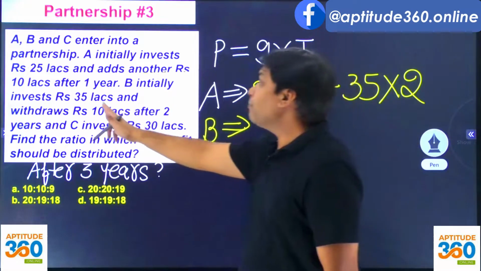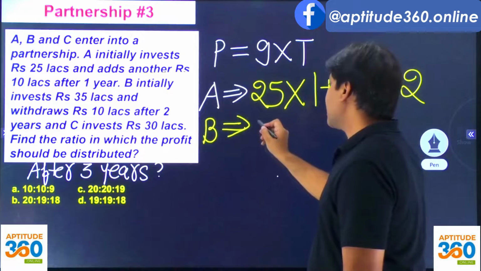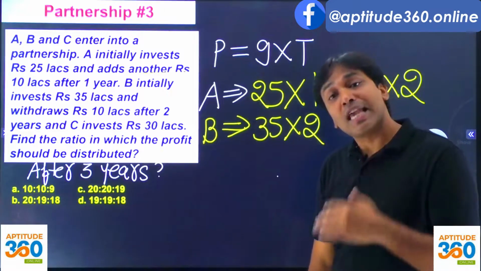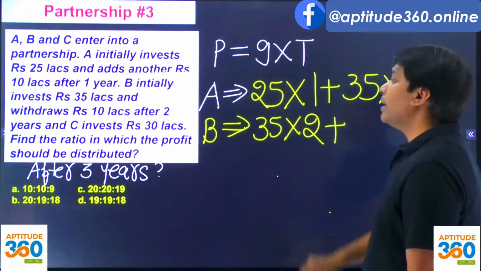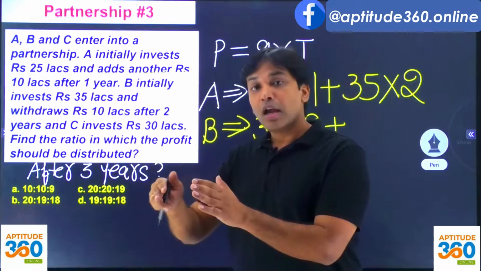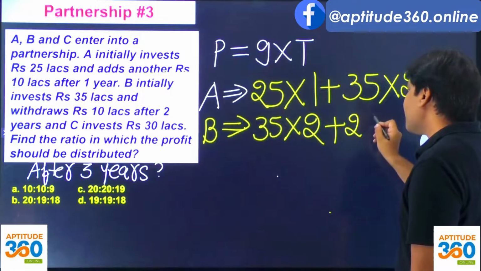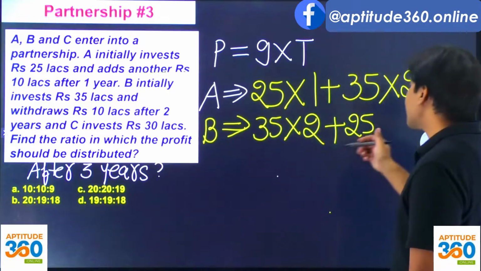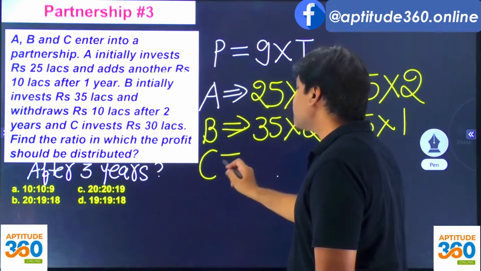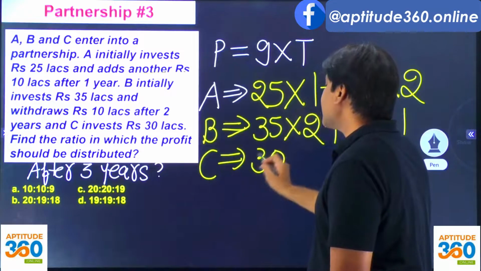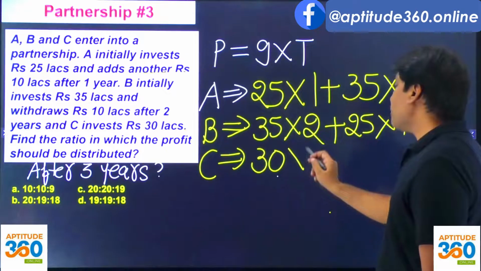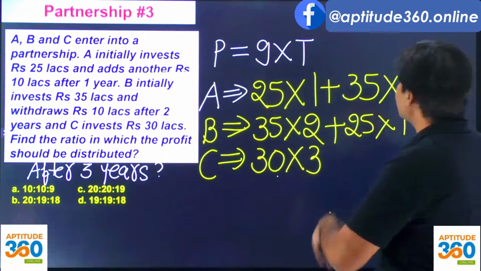It says that B started with 35 lakh rupees and B was there in the business for 2 years with the same capital. And after that B has withdrawn 10 lakh rupees. So now from the third year onwards, B is there in the business with 25 lakh rupees. He withdrew 10 lakh rupees, so how much is left? 25 lakh rupees for how many years? 1 year. Now for C, nothing special is said. It is only saying that C has brought 30 lakh rupees. C invests 30 lakh rupees for how many years? 3 years. Now can you simplify this?